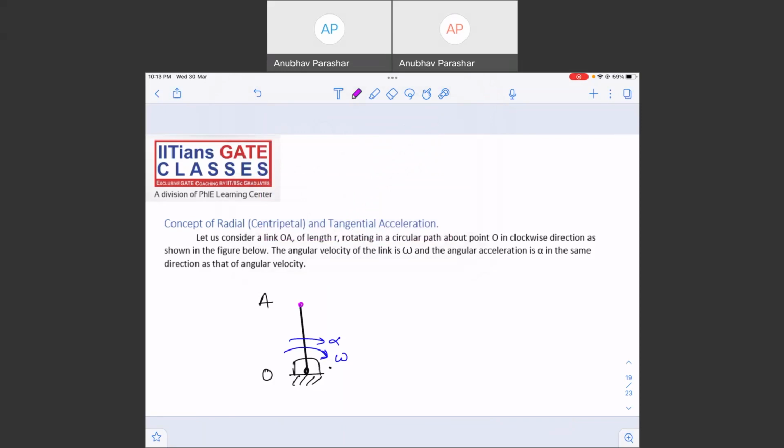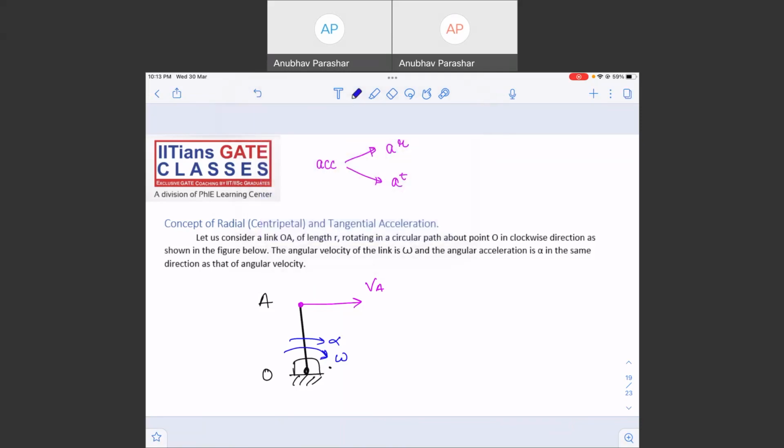What will be the direction of velocity of point A? This is the direction of velocity of point A, VA. Now, if you consider acceleration, there will be two types of acceleration. One is the radial acceleration and the other is the tangential acceleration.